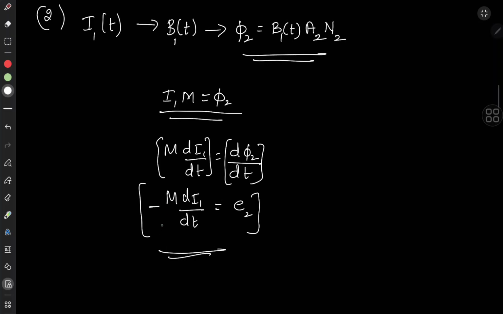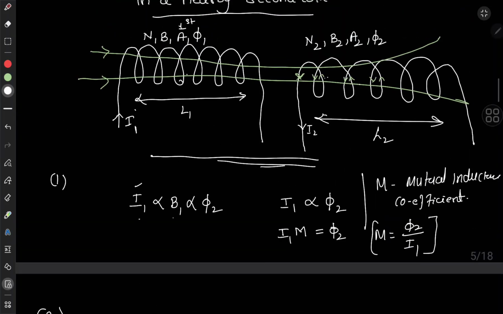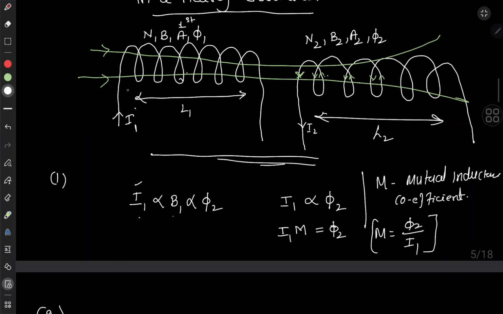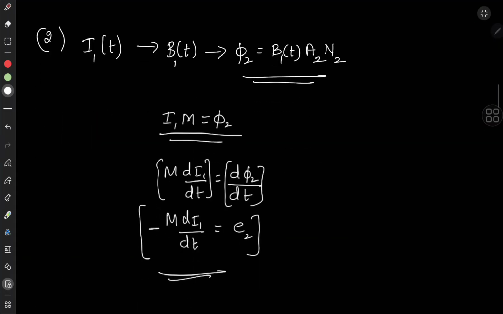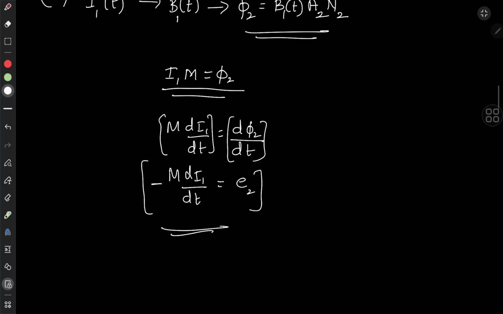Why we use the minus is because the induced current will be in the opposite direction, which opposes the change in magnetic field. Assume that the current I is increasing. That means the magnetic field is also increasing. To oppose this, it will produce a magnetic field in the opposite direction, so it is going to induce the current in the opposite direction. That's why we are taking minus here. This is going to be the induced EMF in the second coil.